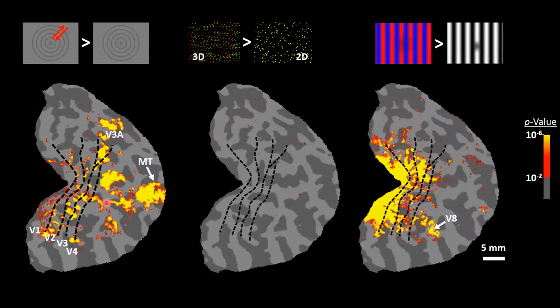And here you see the activity evoked by color versus luminance-varying stimuli in the same individual. Again, similar to the control subject that I showed, you see V1, V2 stripy activity, V3, V4, V8, and almost no activity in area V3A.